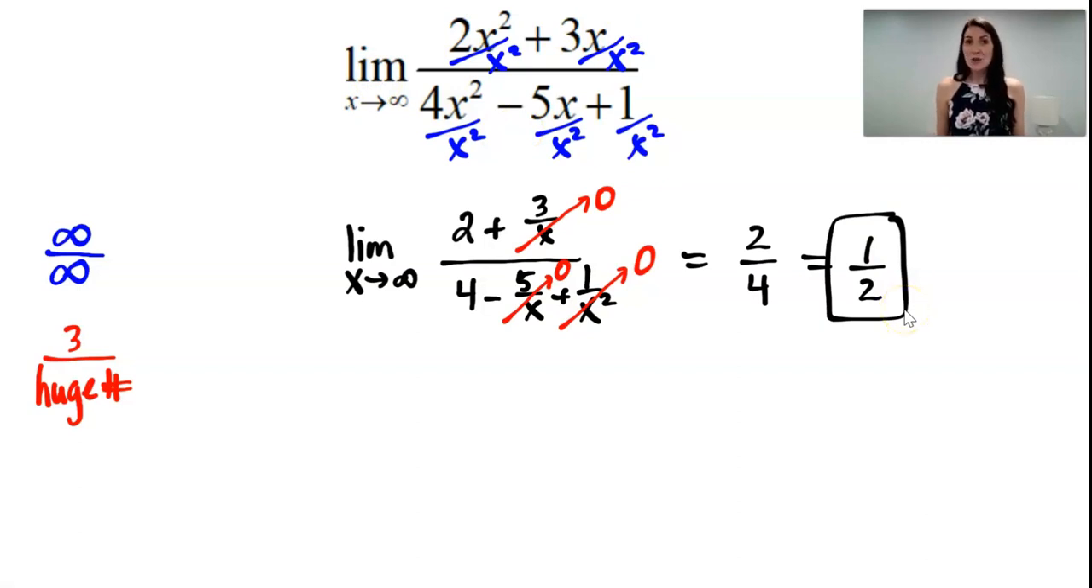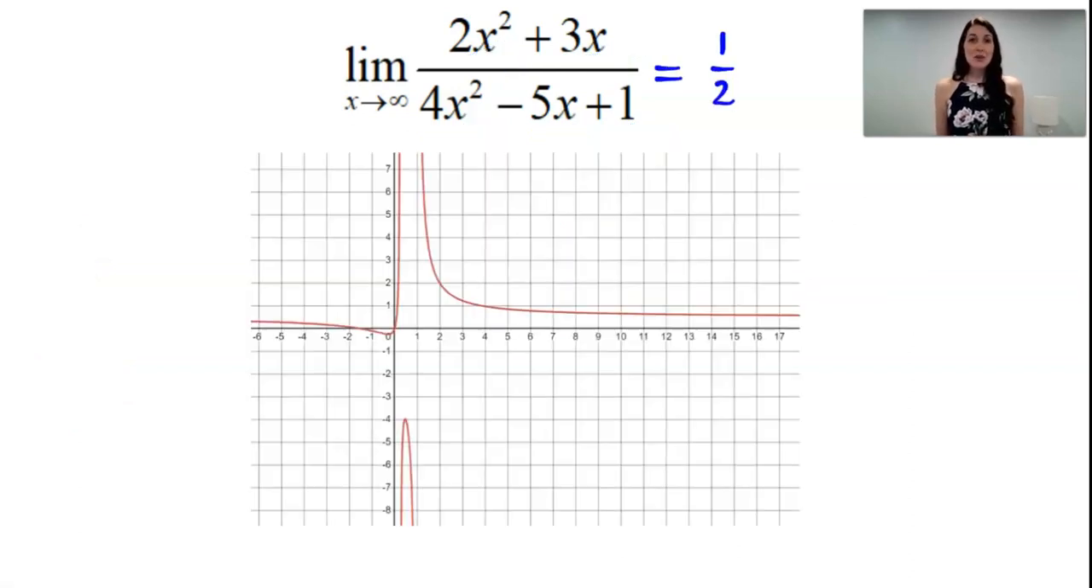Once again, this tells you about the end behavior. I'd love to show you the graph so you can see a nice visual of what's going on. As we look at the graph of this rational function, you can see as x approaches infinity, which means as we go to the far right of the graph, the graph approaches the value of 1/2, so positive 1/2 is a horizontal asymptote. Let's go ahead and try another one.